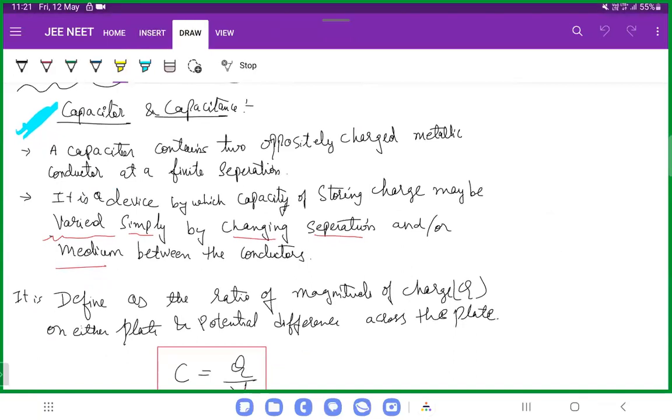So today we'll start capacitors and capacitance. Now, what is the difference between these two? It is the same as resistor and resistance. Resistor is the device. Resistance is the property of the material. It resists the flow of current, that is resistance. In the same way, capacitor is a device. Capacitance is the property of that device. And the third one will be inductor. Inductor will have inductance, that we will study in AC, before AC.